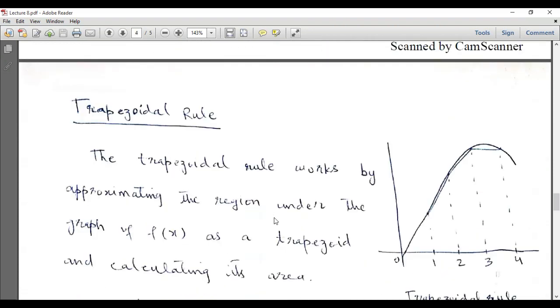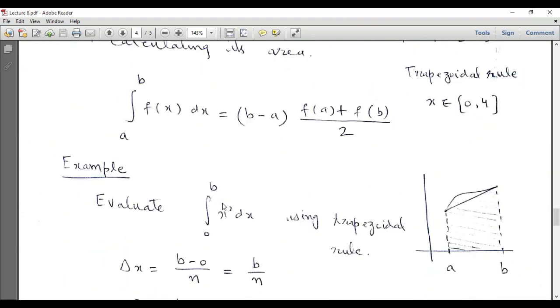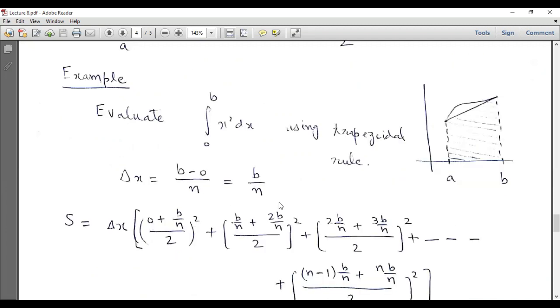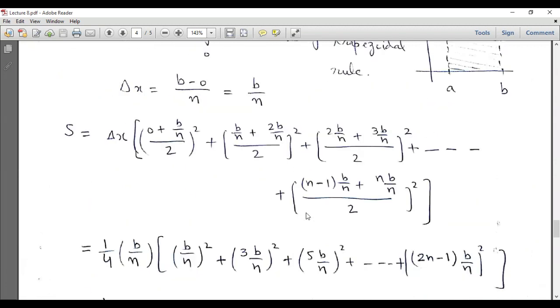Now let's solve this same problem using the midpoint Riemann sum or the trapezoidal rule. So in that case again delta x will be equal to b over n, and s will be equal to delta x times the midpoint values. So 0 plus b over n divided by 2 square, this is the first term, and the second term will be b over n plus 2b over n divided by 2 square, plus so on, and this is the last term.